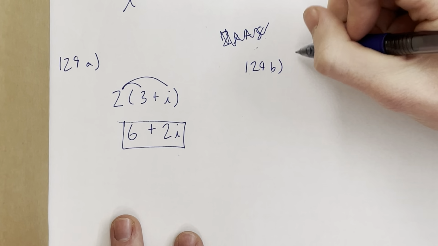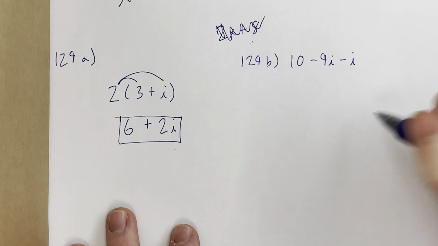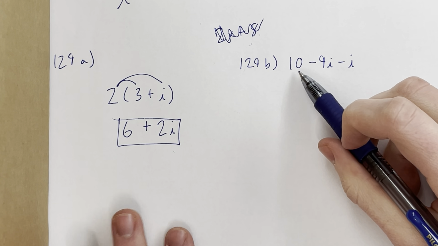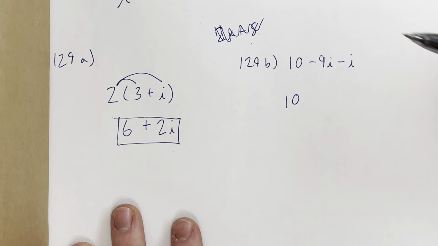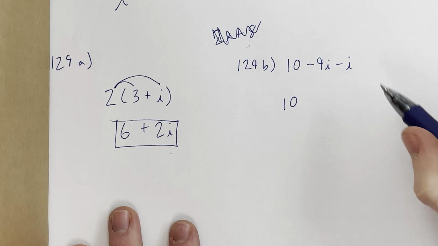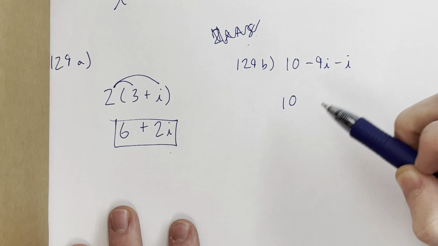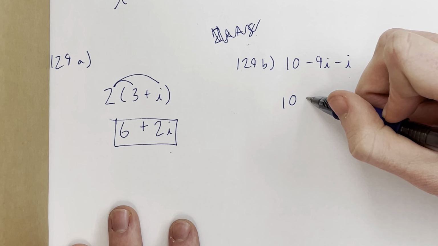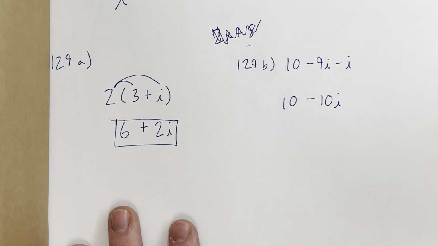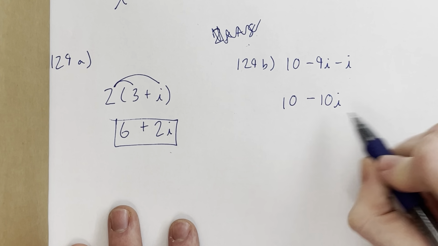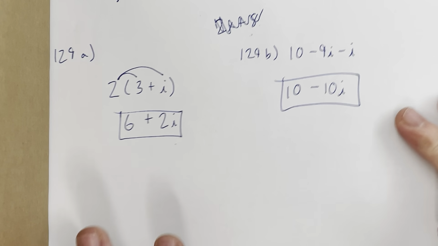So 129b, we have 10 minus 9i minus i. So here we have 10. Are there any other constants? Any other regular old numbers? No. So we're going to end up with 10 still. Can't combine that with anything. And then we have -9i minus i. These are like terms. We can combine these. So that would be -9 minus 1, which is -10i. And then from here, we can't combine it any further. So this is our answer, 10 minus 10i.